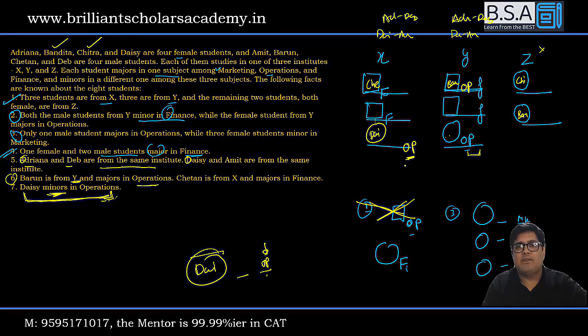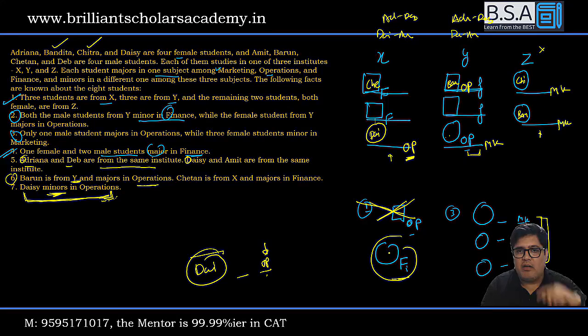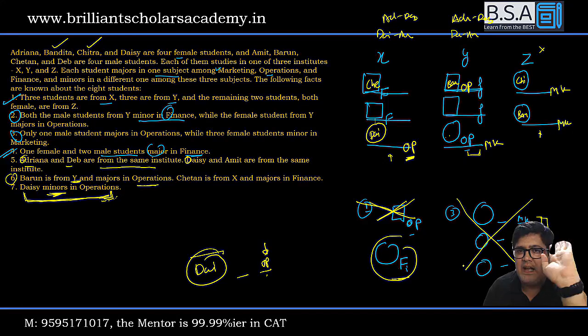Now, can I say if the minor is operation, there are three girls with marketing as minors. This has to be marketing, marketing, marketing. One of the girls was majoring in finance. This could be finance, I'm not sure. One of the girls is majoring in finance. I have used this as well.